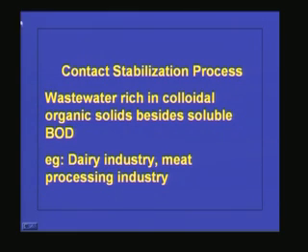Okay, now we will see the other modification of activated sludge process, that is contact stabilization process. In conventional activated sludge system, we have an aeration tank and a secondary sedimentation tank, but in contact stabilization, we will be having a contact tank initially, then secondary sedimentation tank, then the stabilization tank. That is why it is known as contact stabilization, and this process is useful for wastewater which contains a lot of colloidal particles. For example, the waste coming from the dairy industry will have a lot of colloidal particles.